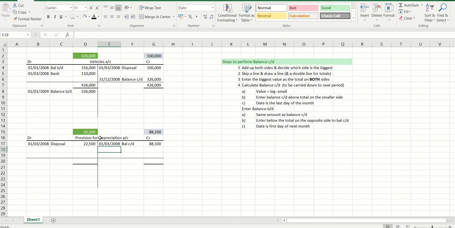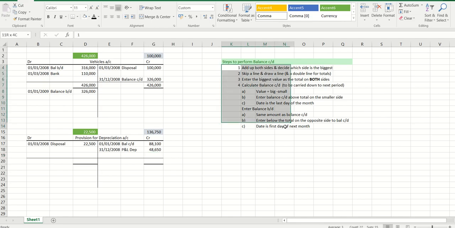And then we're also going to enter our depreciation, always on the last day of the year, and we always call it P&L day. So the amount of depreciation that we have for that year, which you would have calculated. At ordinary level, they'll give you the value. At higher level, you calculate the value in a table. 48,650.